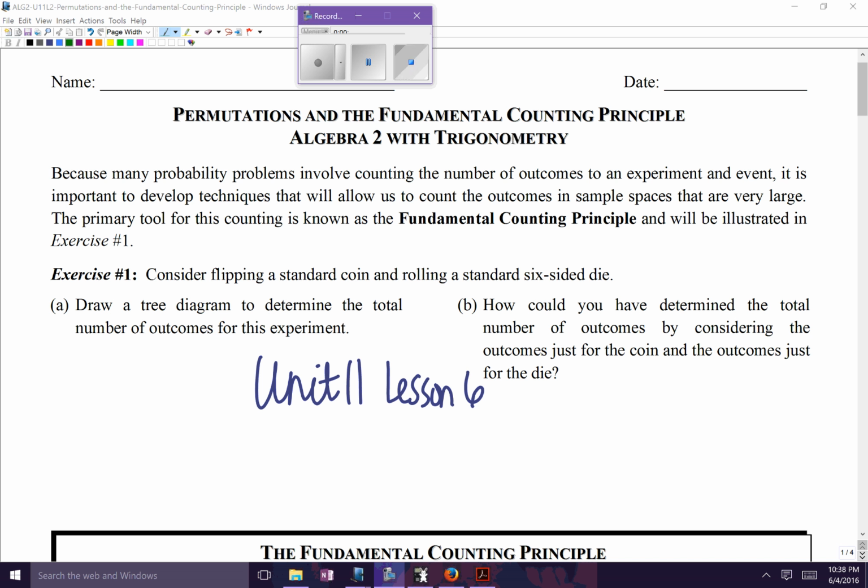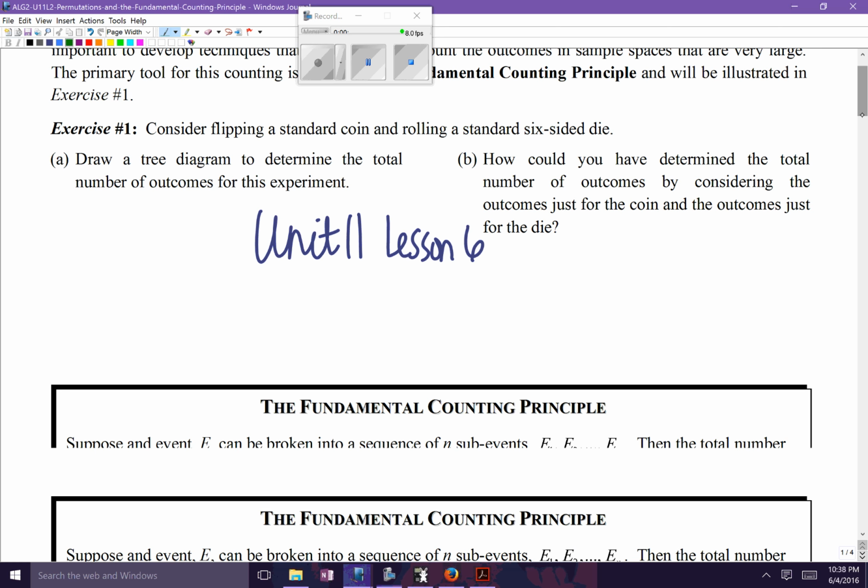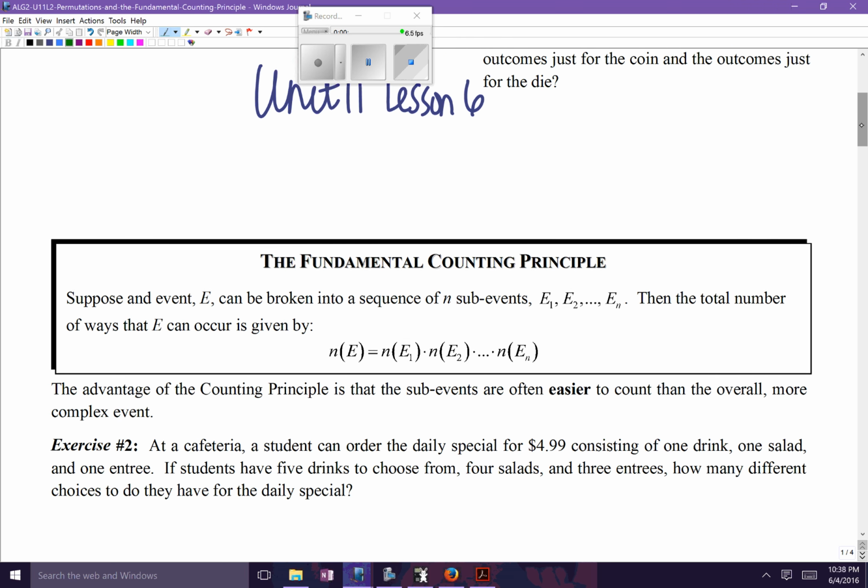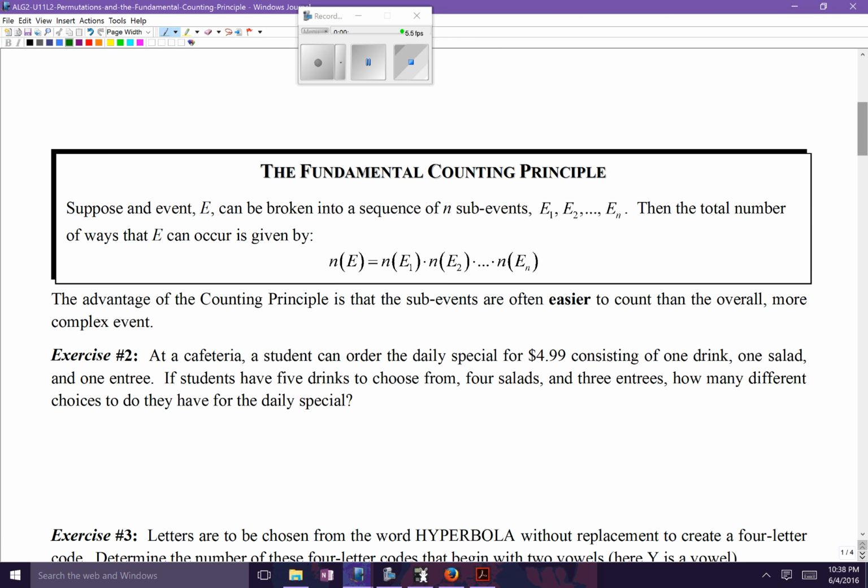Guys, welcome back. We're going to do Unit 11, Lesson 2, the Fundamental Counting Principle. In Exercise 1, we covered that in Unit 11, Lesson 6. So we're going to skip right down to the middle of the page, and we're going to talk about the Fundamental Counting Principle.